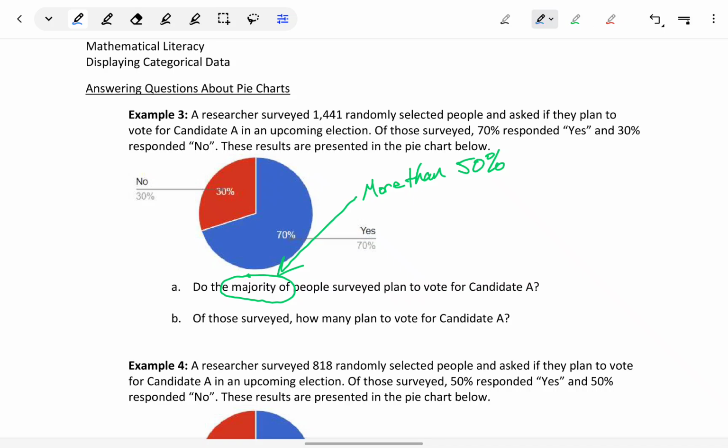In this case, 70% of people responded yes, they would vote for candidate A. So yes, a majority do plan to vote for that candidate. And we know that because 70% is larger than 50%.